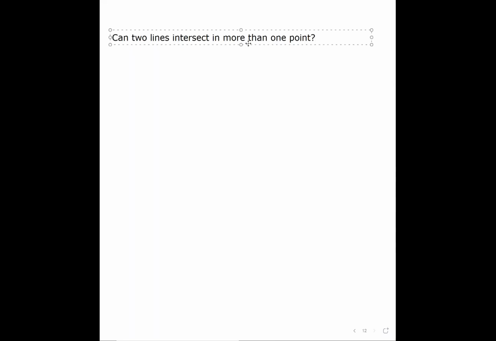Acha, Hiba, just one more thing I'd like to ask you before we move further. Tell me this. Let me just write it down. That will be better. Can you see this? Yeah. So can you tell me, can two lines intersect in more than one point?